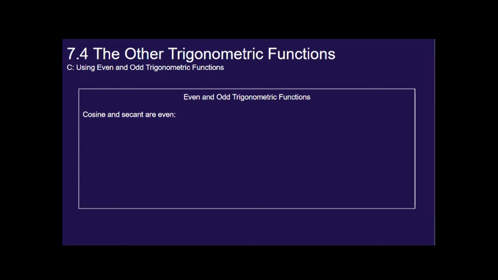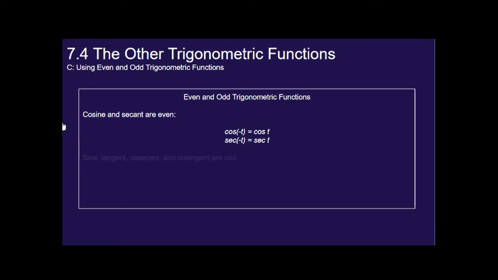Cosine and secant are even. So if you put in the negative of an angle into the cosine, you will get the same value as the positive of that same angle, right? Because the x's are both positive on the positive y. Same thing is true for its reciprocal. Okay, so cosine and its reciprocal are both even functions.